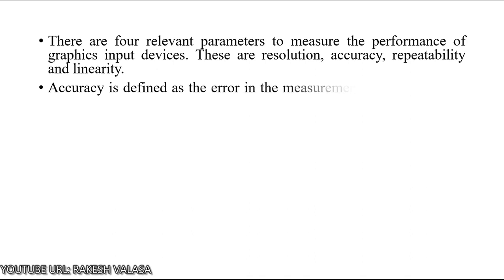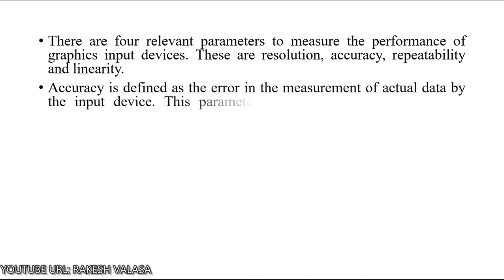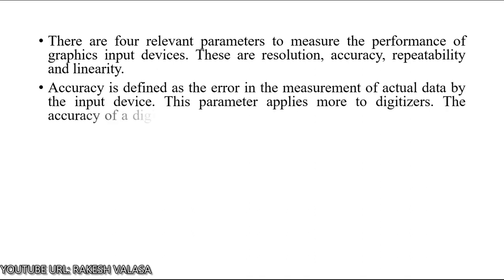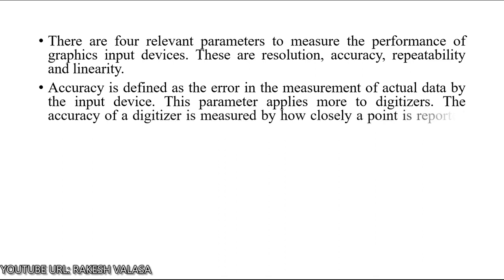Accuracy is defined as the error in the measurement of actual data by the input device. This parameter applies more to digitizers. The accuracy of a digitizer is measured by how closely a point is reported as to its actual location on the digitizer grid.